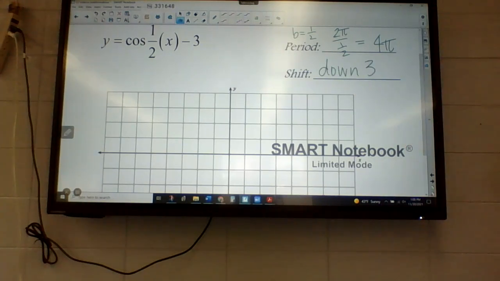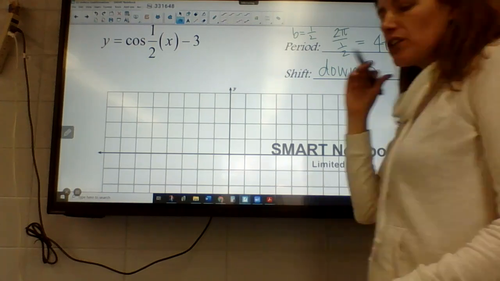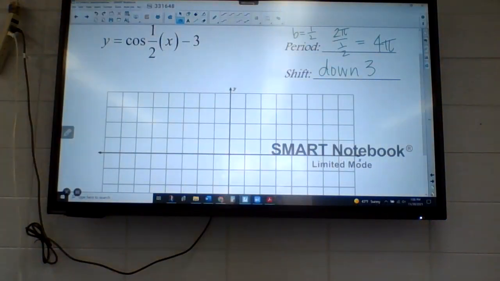So again, if you like to draw it first and then shift it down, that's fine. Especially if you make mistakes on these frequently, I would suggest trying that as a strategy first.